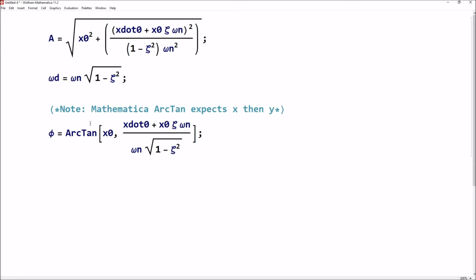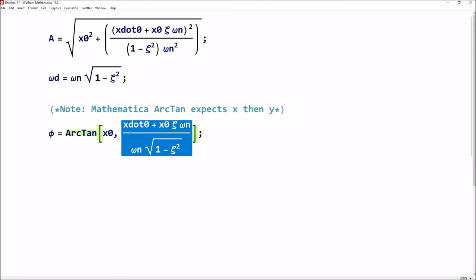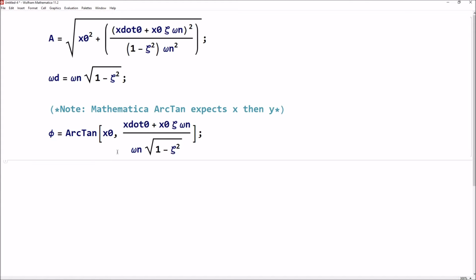Again, the only thing I want to call out here is since I'm using Mathematica, when I use the 4-quadrant inverse tangent, it expects the x component to go in as the first argument and then the y component as the second argument. So that's why this might look slightly backwards from what we had on the board, because on the board I was assuming that the 4-quadrant inverse tangent you're using would take y and then x, not the other way around. So anyway, this should be correct.